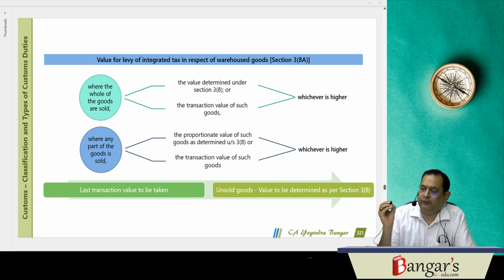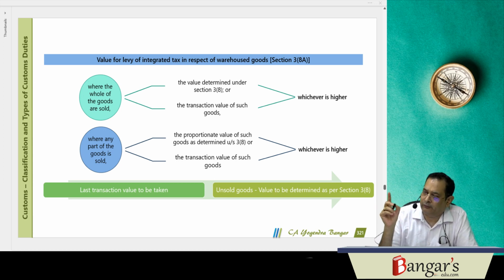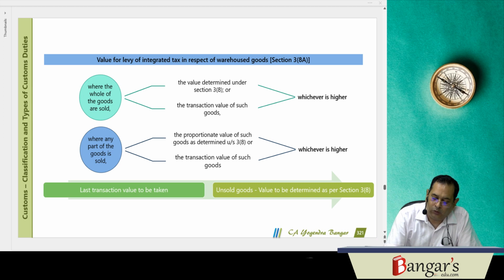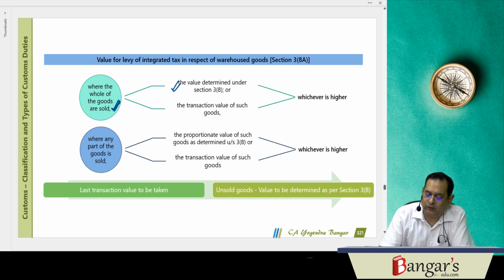Now we have seen in GST, in Schedule 3, that if we have imported goods and kept them in a customs warehouse and the title of the goods is transferred in the warehouse, then it is not regarded as supply. But the person who clears the goods will be required to pay integrated tax. On what value will integrated tax be levied? That is the value determined under section 3(8) or the transaction value of the goods, whichever is higher.